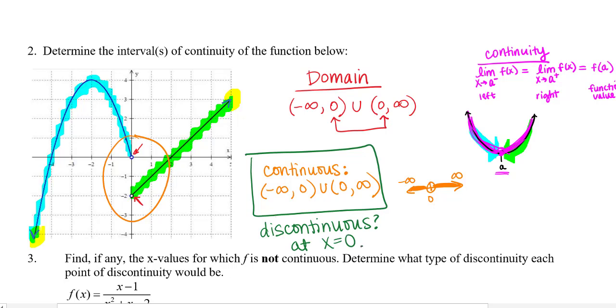Okay? So I hope this beginning discussion on continuity and domain will help you further understand it, so when you get to those discussions in your calculus class, they're a little bit easier to understand.